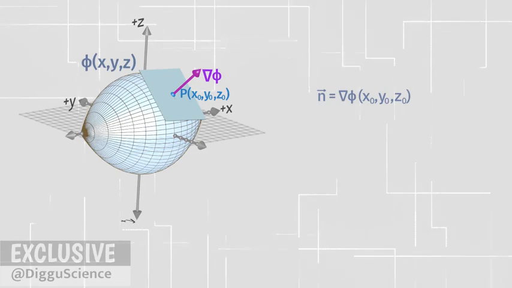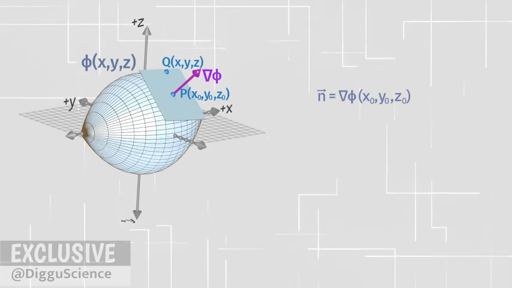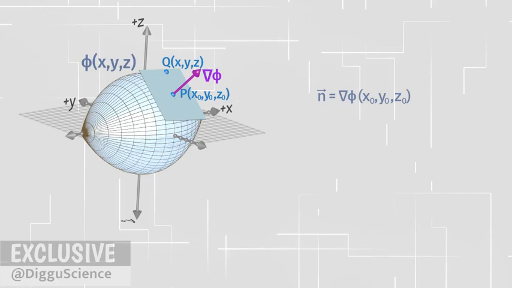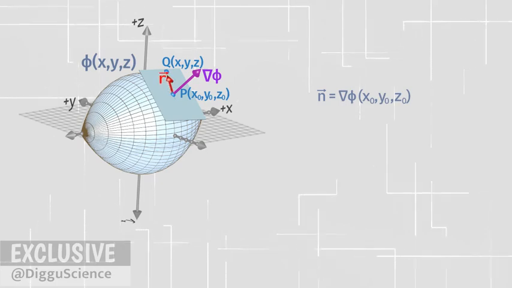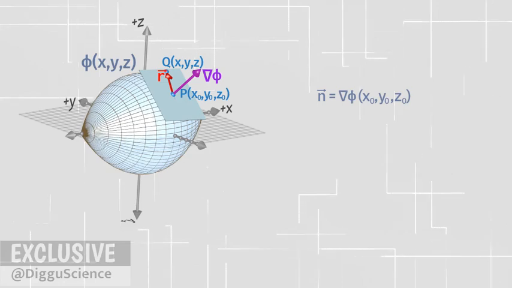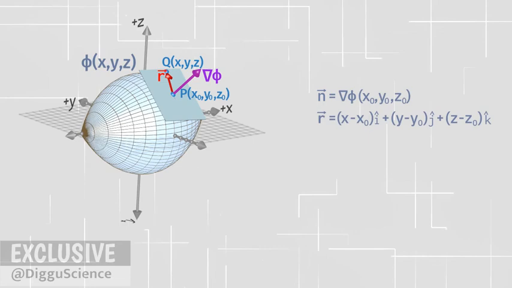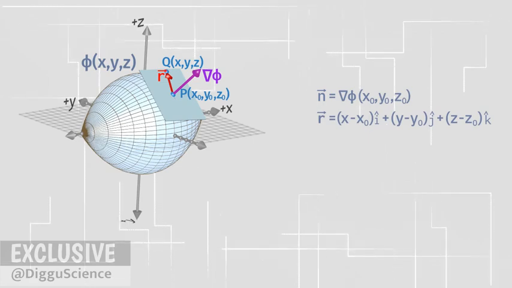Now assume that on the plane surface there is a point Q that has coordinates x, y, z. We can draw vector r from point P to point Q. Thus vector r is (x minus x0) i hat, plus (y minus y0) j hat, plus (z minus z0) k hat.